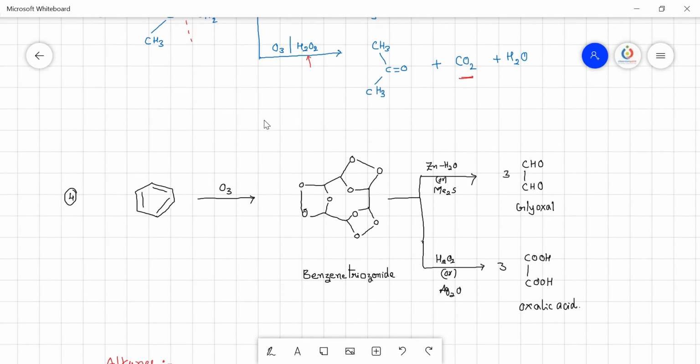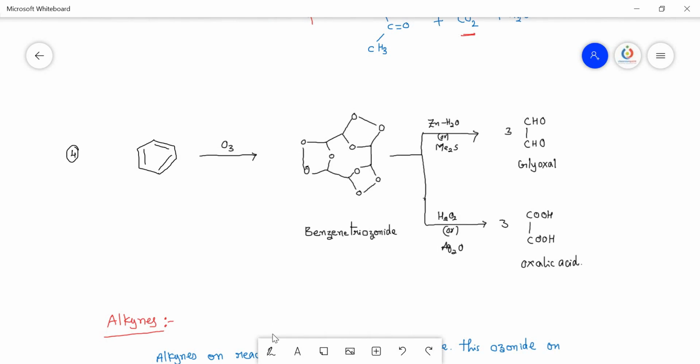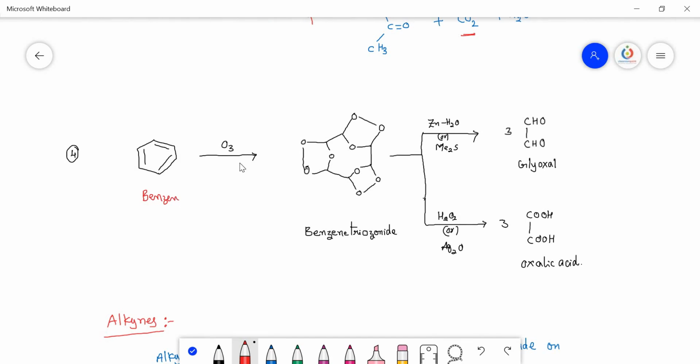Now, let us take one of the important compounds which was asked in the previous examination, that is benzene. So this benzene on ozonolysis gives, see here, 3 moles of ozone we use. So break this bond, put one oxygen here and two oxygens here and connect this one. Break this double bond everywhere like that. So we get this molecule which is called benzene triozonide.